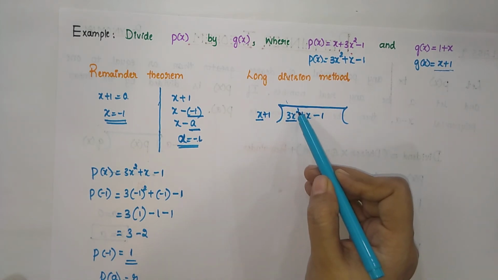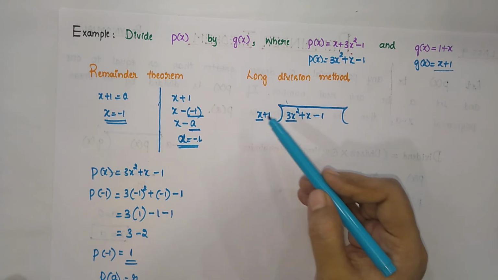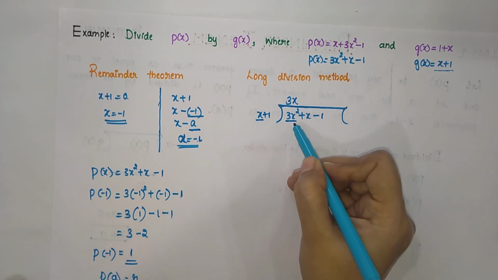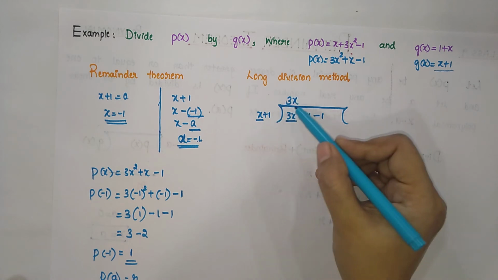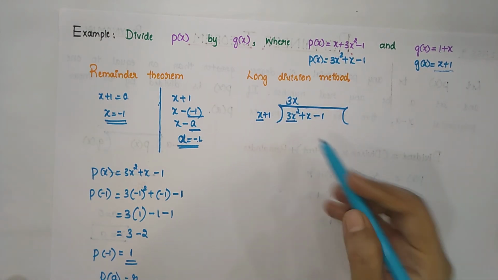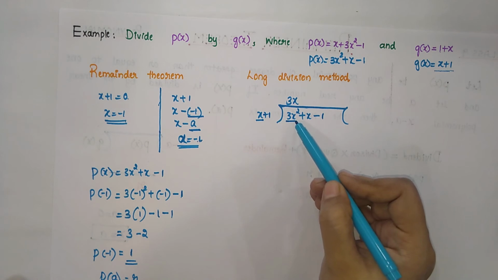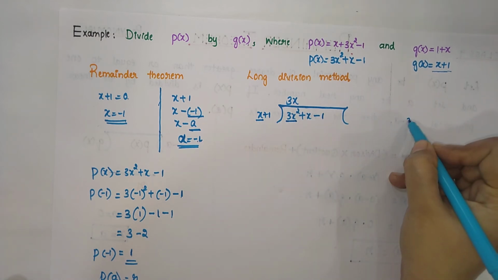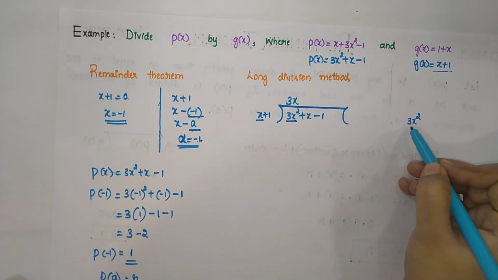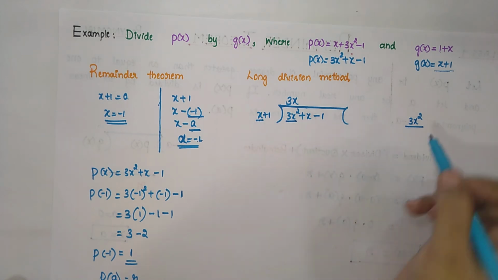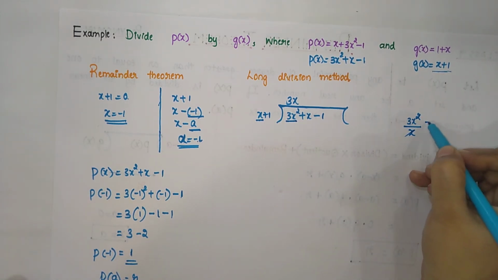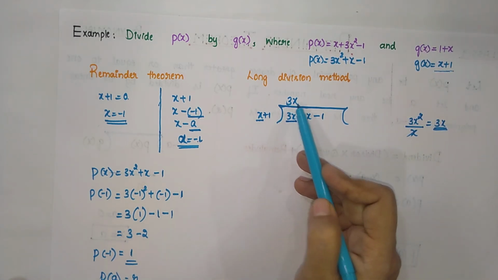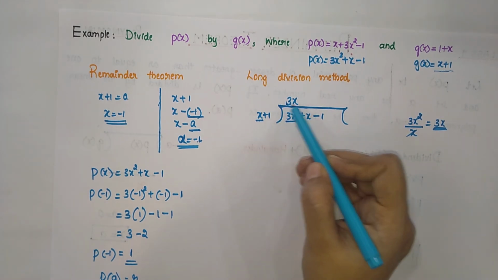That is, we have 3x square here. So in order to get 3x square, you should multiply x with 3x. So that 3x into x is 3x square. Or if you are not able to find out the term directly, you can follow this method. That is, dividing the first term of the dividend by the first term of the divisor. So the first term of the dividend is 3x square divided by the first term of the divisor, x. So x and x get cancelled. The remaining value is 3x. This is nothing but the first term of the quotient.